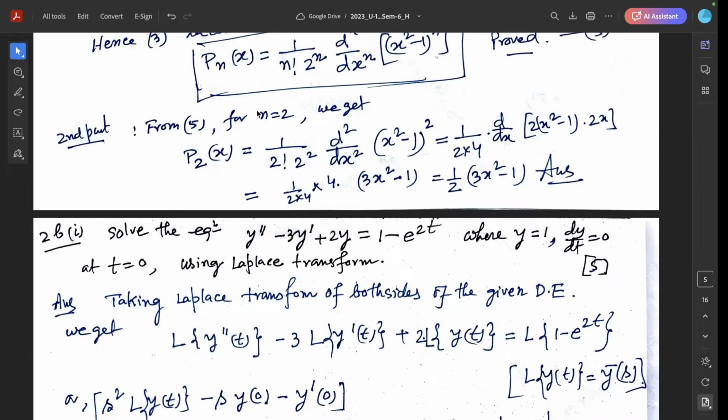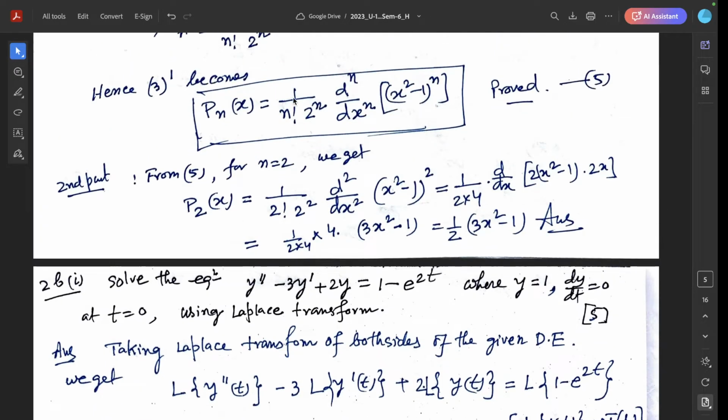And the second part: hence find P2(x). So for n equal to 2, put n equal to 2, then 1 by 2 factorial 2 square, d2/dx square of (x square minus 1) whole square. The first derivative is 2 into (x square minus 1) into 2x, and the second derivative is 3x square minus 1. So (1/2)(3x square minus 1) is the value of P2(x).